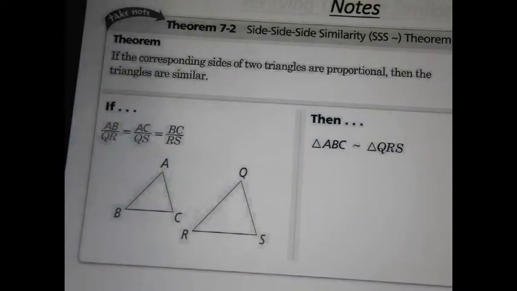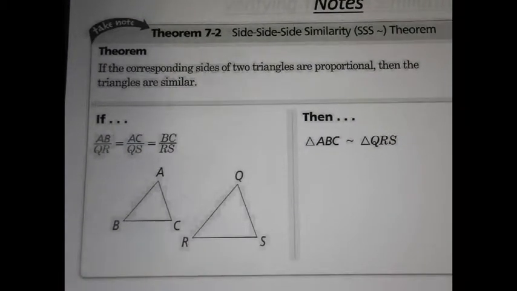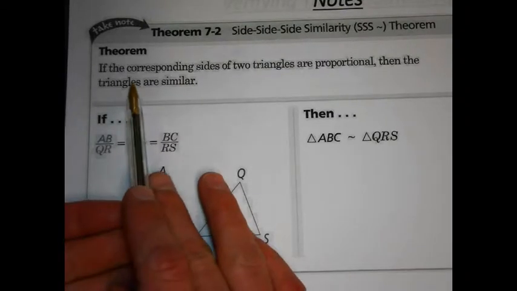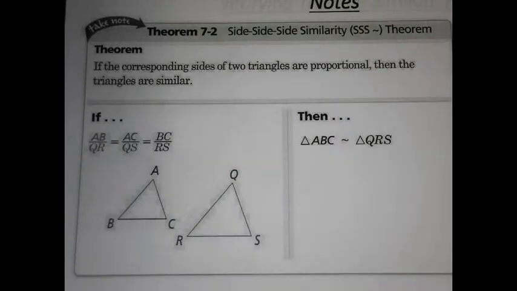And another note: side-side-side similarity. So there are three ways that we can talk about similarity: angle-angle, side-angle-side similarity, and side-side-side similarity. Now, how does this work? If the corresponding sides of two triangles are proportional, then they are similar. It's like we're starting with the very beginning definition we talked about for triangles being similar: the sides are proportional. When we talked about similar polygons, we knew about proportionality. That's what this similarity theorem is about.